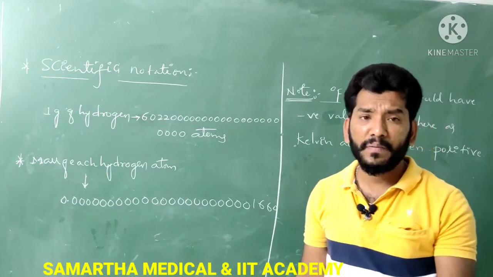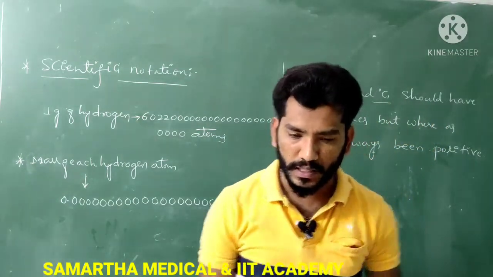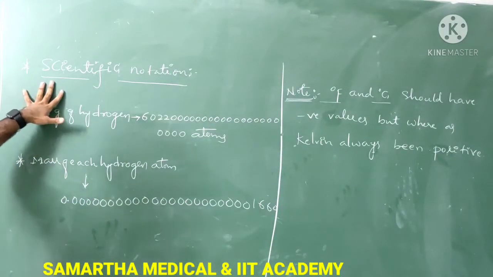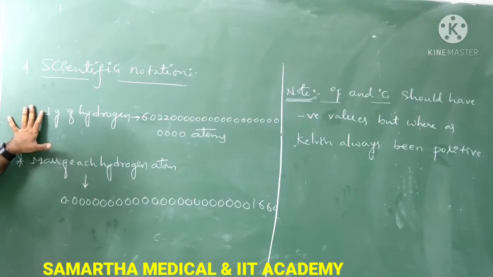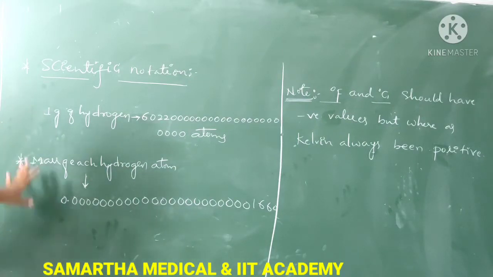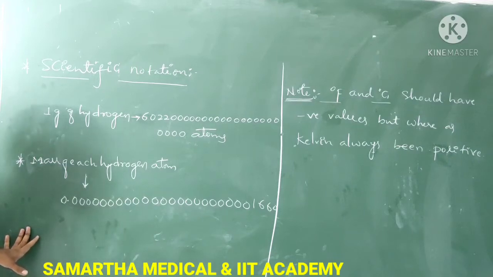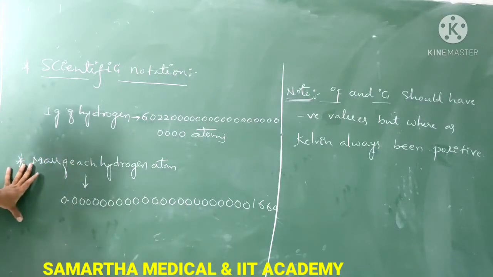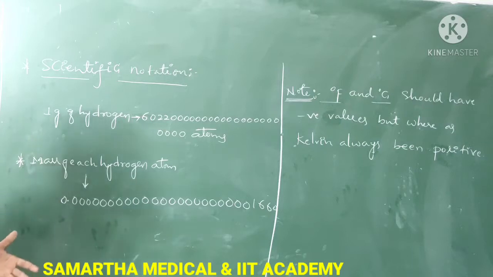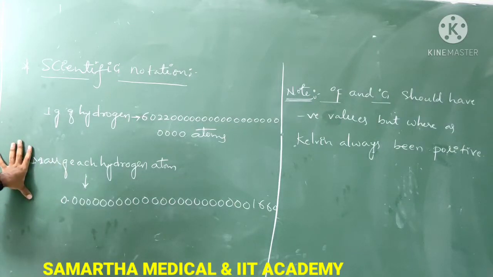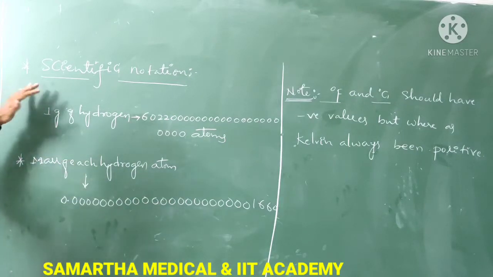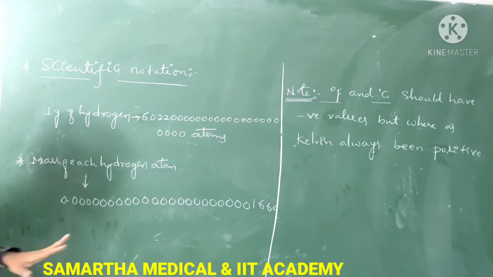So what is meant by scientific notation? Let's talk about that. In order to understand scientific notation, this is a pre-concept we have to note. Failing to multiply, divide, or add with these numbers makes it somewhat difficult. That's why we use scientific notation to make it easy. This is the thing, guys.